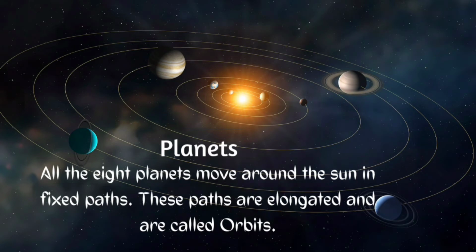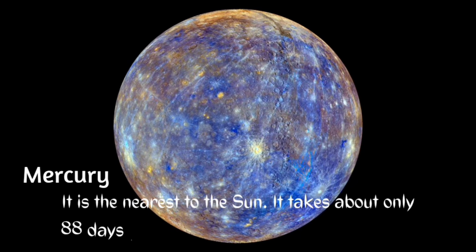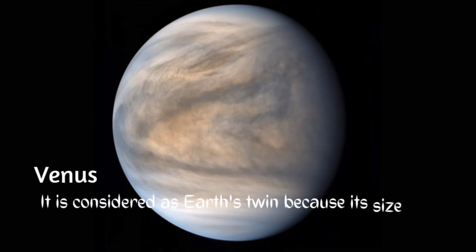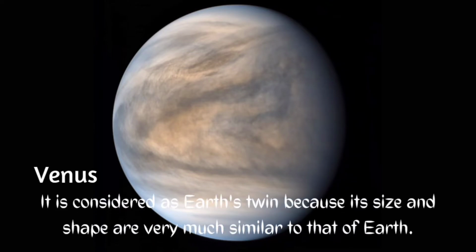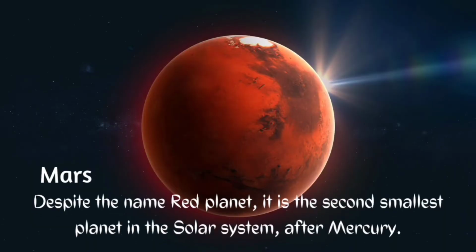Now let us see the peculiarities of each of these planets. We will begin with Mercury. Mercury is the nearest planet to the sun. It takes only about 88 days to complete one round along its orbit. Venus. It is considered Earth's twin because its size and shape are very similar to that of Earth. Mars. Despite the name Red Planet, it is the second smallest planet in the solar system after Mercury.